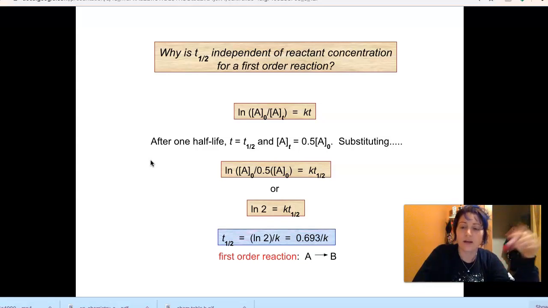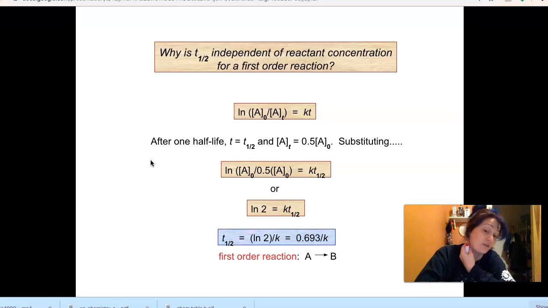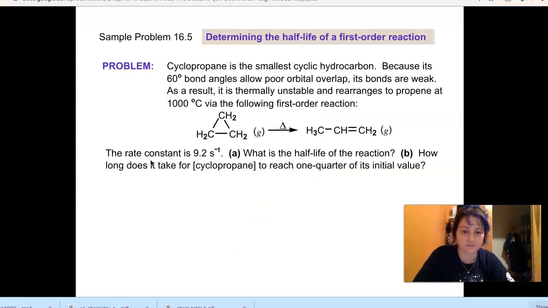So for any first order reaction, you have a simplified equation to determine half-life, and that is T1/2 equals 0.693 over k. And this applies to any first order reaction, not just nuclear stuff, but always nuclear reactions.